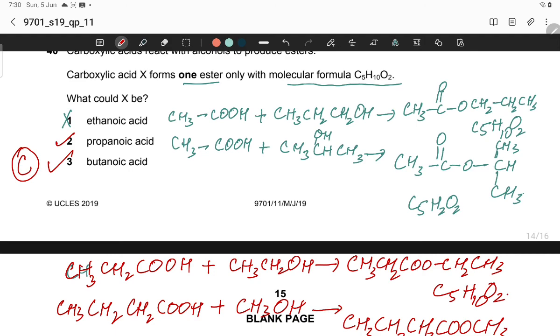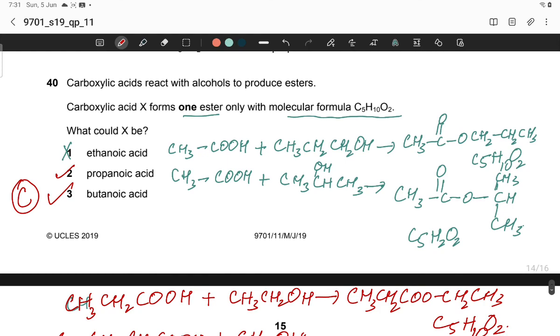So these are the challenging questions from 970 2019 paper 1-1.